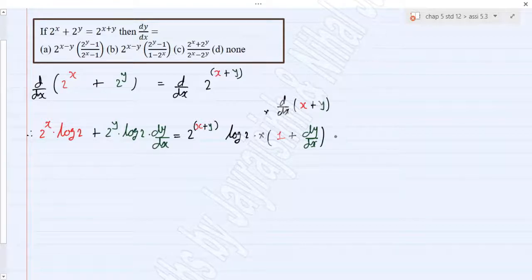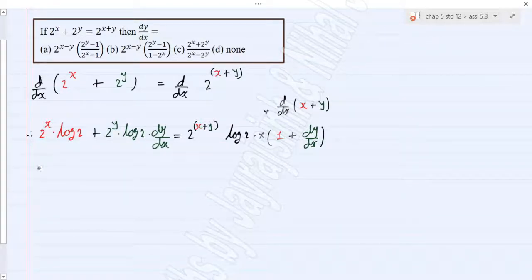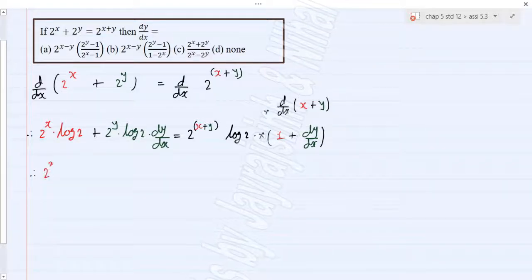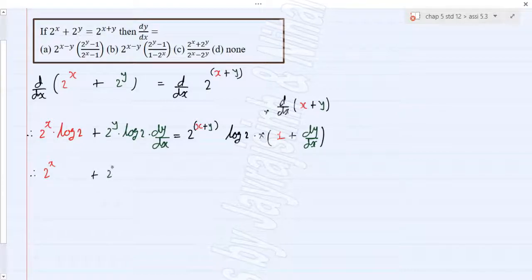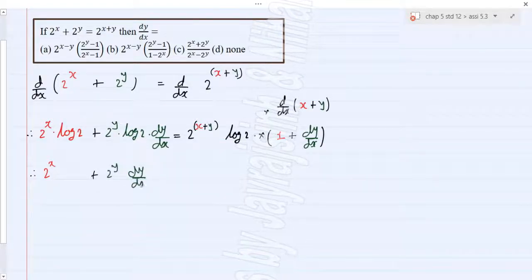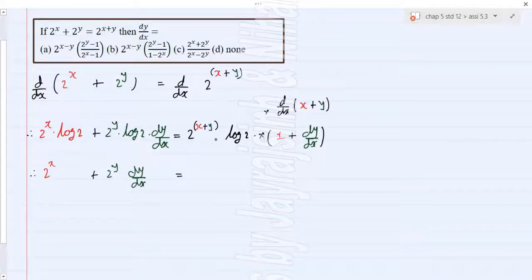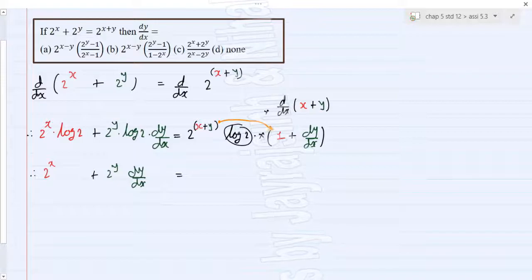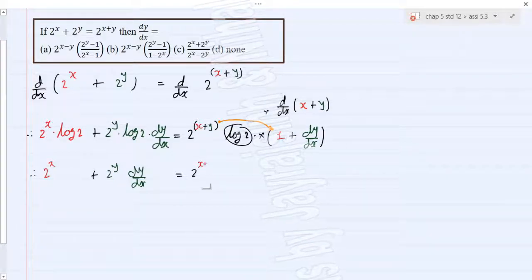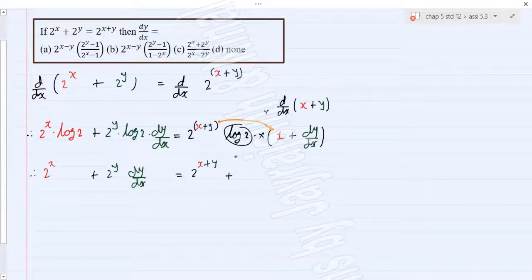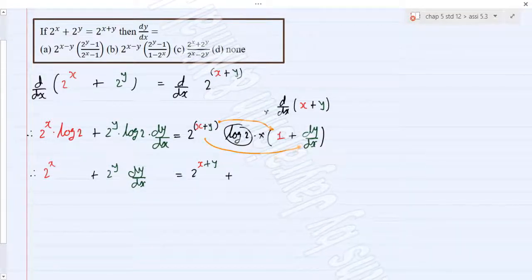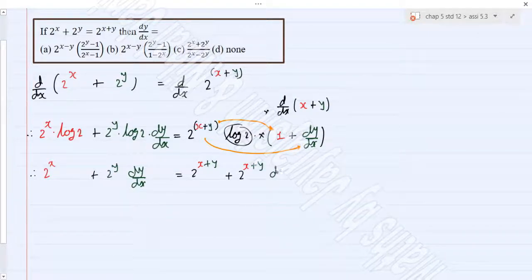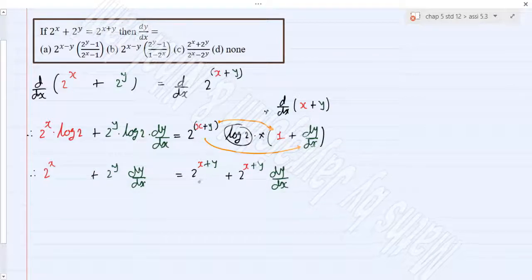So as you can see, we can take log 2 common from the entire equation. So on left side we will get 2 raised to x plus 2 raised to y dy by dx, and on the right hand side we have to multiply 2 raised to x plus y within the bracket. So 2 raised to x plus y ones are 2 raised to x plus y plus 2 raised to x plus y multiply with dy by dx will give us 2 raised to x plus y dy by dx. Now let's move to the next step.